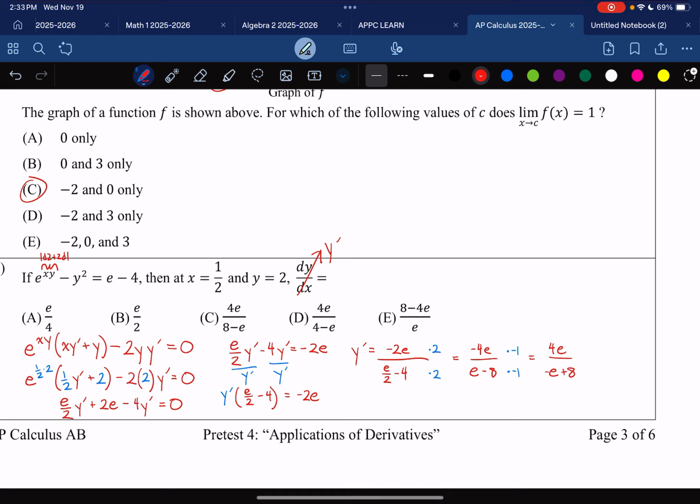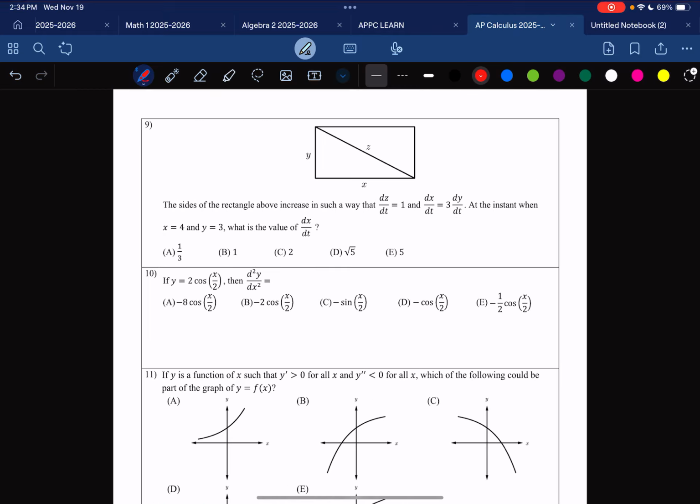Let's see if I'm looking for that one. Do I see a 4e in the numerator? Okay, I see two 4e's. I see negative e plus 8. Okay, there's my negative e plus 8. Whew. All right, we got it. Correct answer is C. Lots and lots of math in that one. Crazy. All right, moving on to number 9.